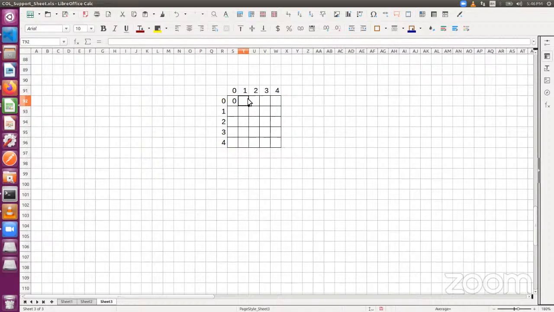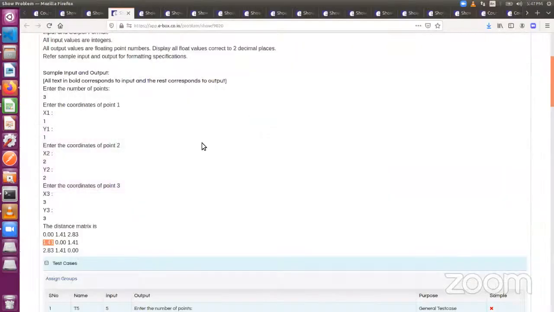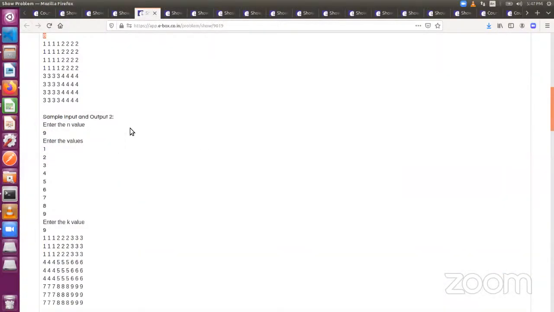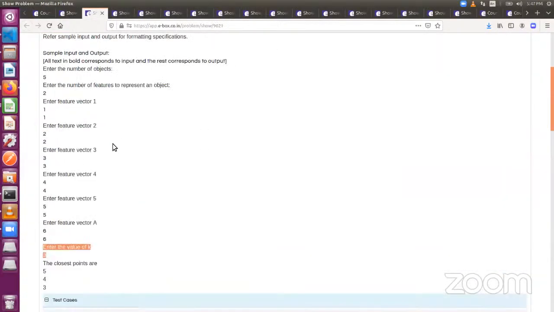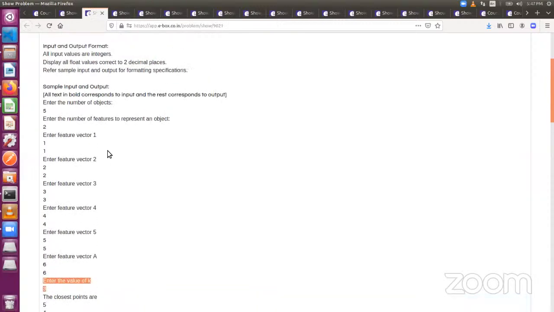Now your task is to find the first three smallest values within these elements. So that is based on the k value, right? If k value is 3, you're going to find the smallest three elements. If k value is 4, then 4 elements. Understood this problem? Any doubts? I'll repeat again.